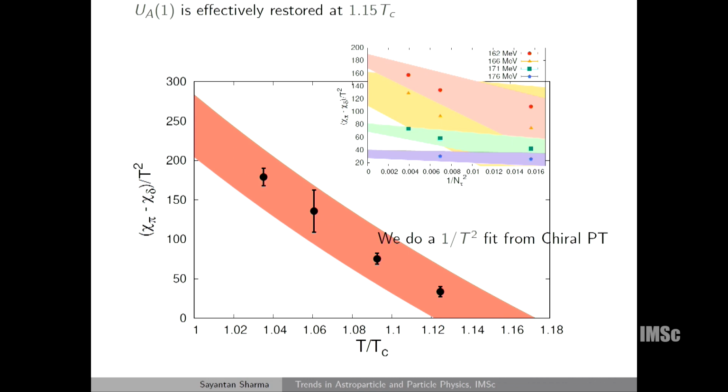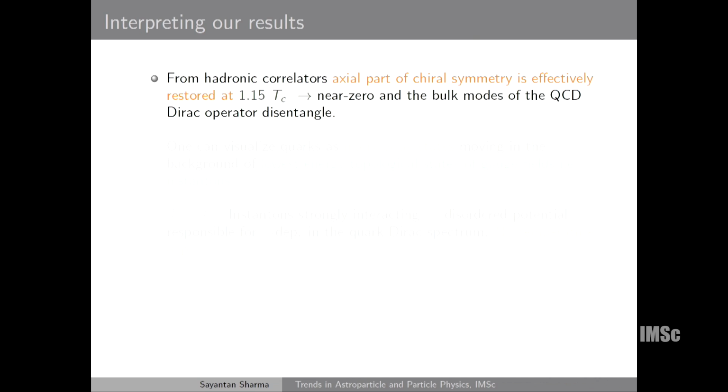Of course, there will always be some UA1 breaking, but that should come from other sources that are much more tiny than this. This is the most dominant source, and it subsides at around 1.2 Tc. So, if we want to interpret our results, we see that from the hadronic correlation functions, the axial part of the chiral symmetry, the UA1 part, is restored at 1.5 Tc.